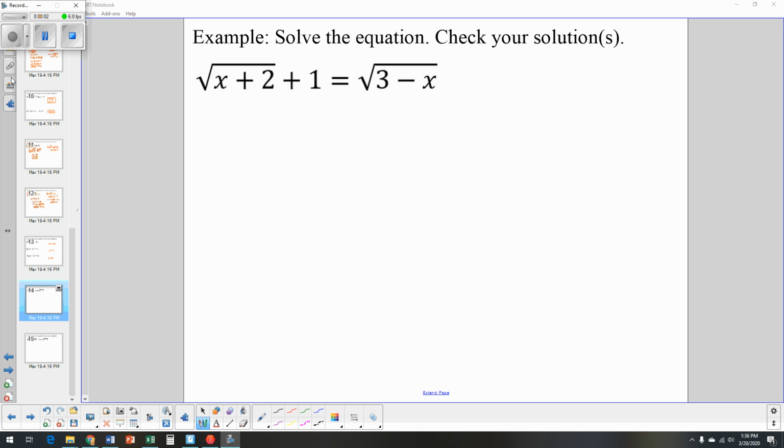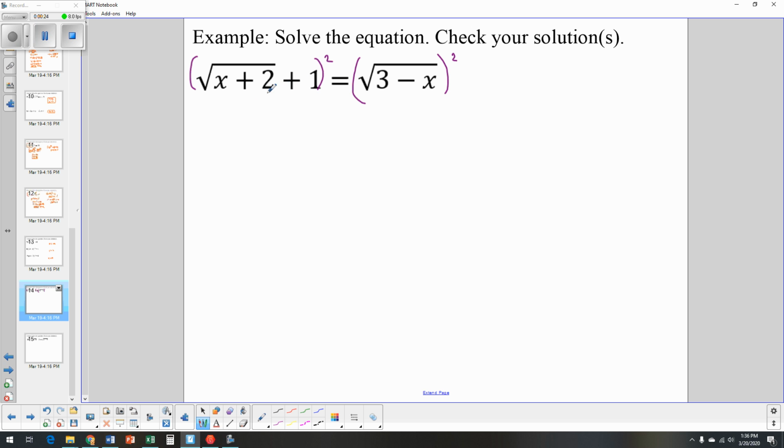We are continuing our lesson on solving radical equations. These problems will take a little bit longer. If we notice here, we do have a square root on both sides, but there's more than just the square root on this side. I'm still going to square in order to get rid of the square roots.